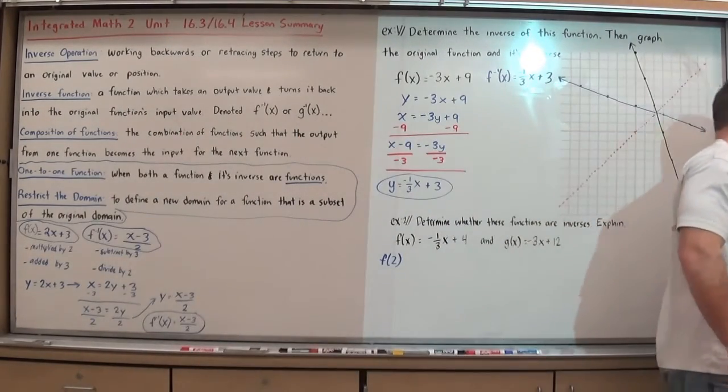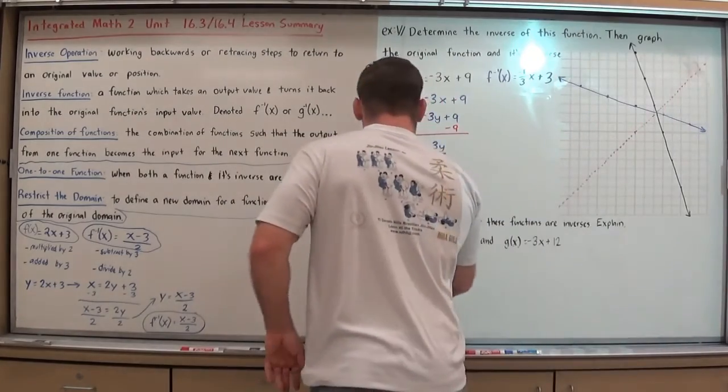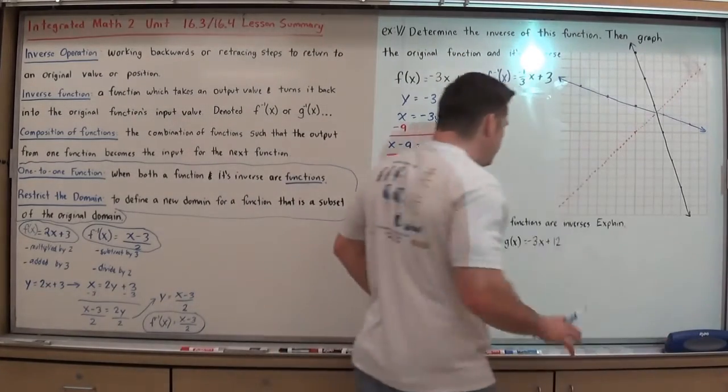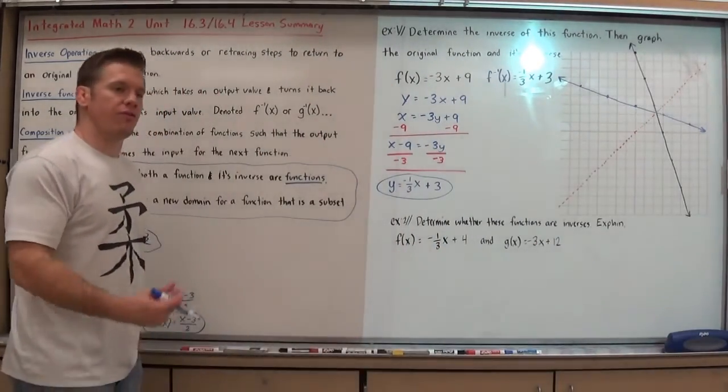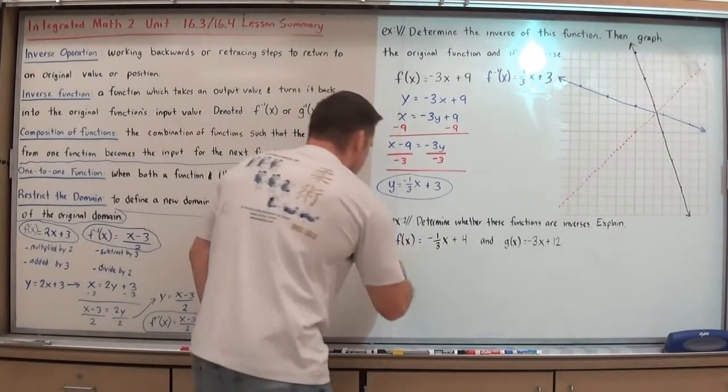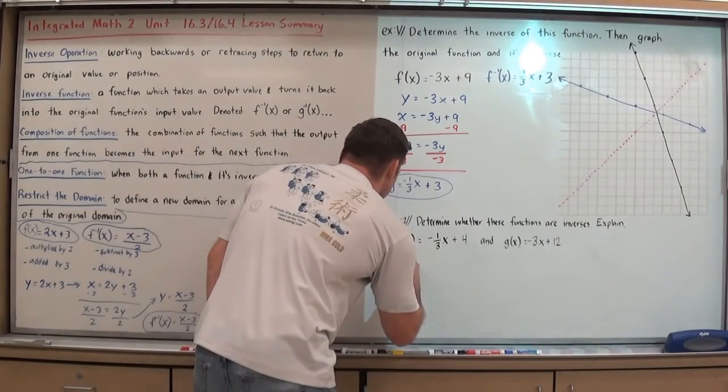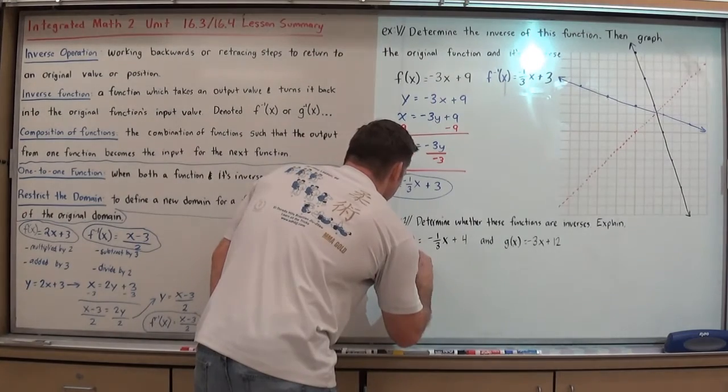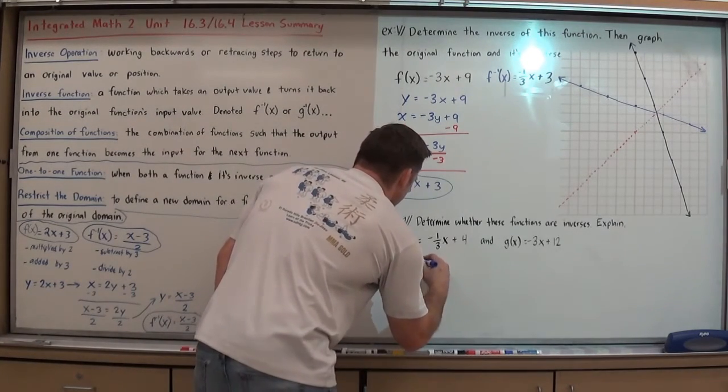Well, the composition of functions is just the idea of taking one function and plugging it into another. It's a function within a function. A lot of my students like to call it the inception rule, if you've seen that movie. You do a dream within a dream. This is a function within a function.